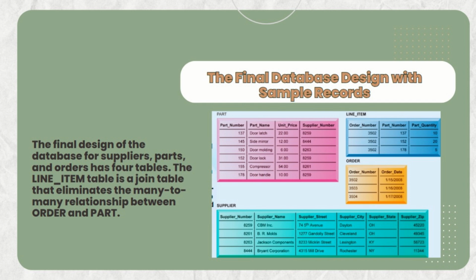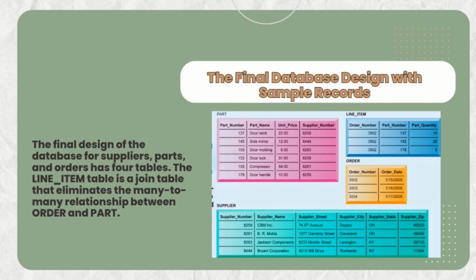The final design of the database for suppliers, parts, and orders has four tables. The line item table is a join table that eliminates the many-to-many relationship between order and part. This design helps organize and streamline data management within the database. Additionally, including sample records can further illustrate how data is structured and how the relationships between entities are managed.